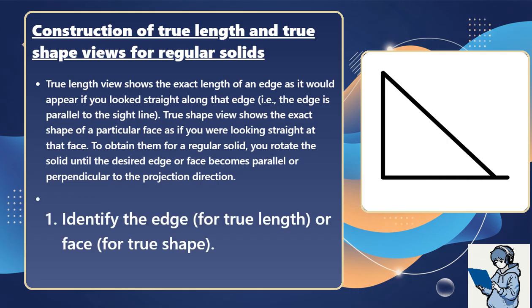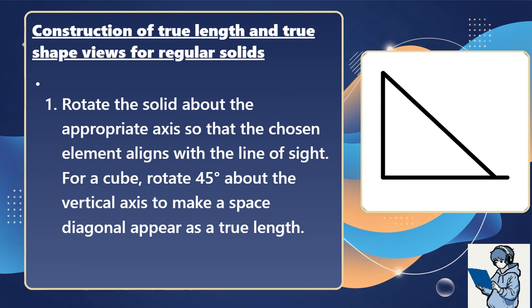1. Identify the edge for true length or face for true shape. 2. Rotate the solid about the appropriate axis so that the chosen element aligns with the line of sight. For a cube, rotate 45 degrees about the vertical axis to make a space diagonal appear as a true length.